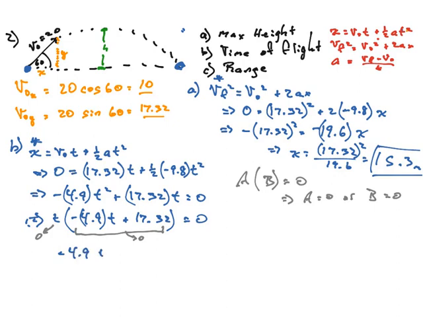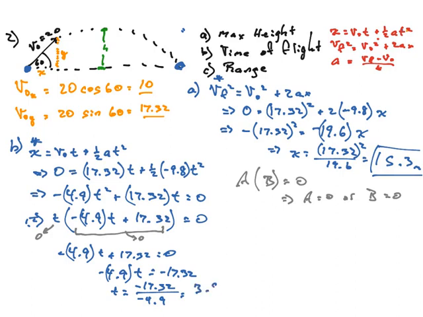Negative 4.9 times t plus 17.32 equals 0. I want to solve this for t, so I bring the 17.32 over. Negative 4.9t equals negative 17.32. Divide over and get t is negative 17.32 over negative 4.9, which tells me 17.32 over 4.9 is 3.53 seconds. So what's the time of flight? It takes 3.53 seconds to go from when it's shot back down to the ground again.